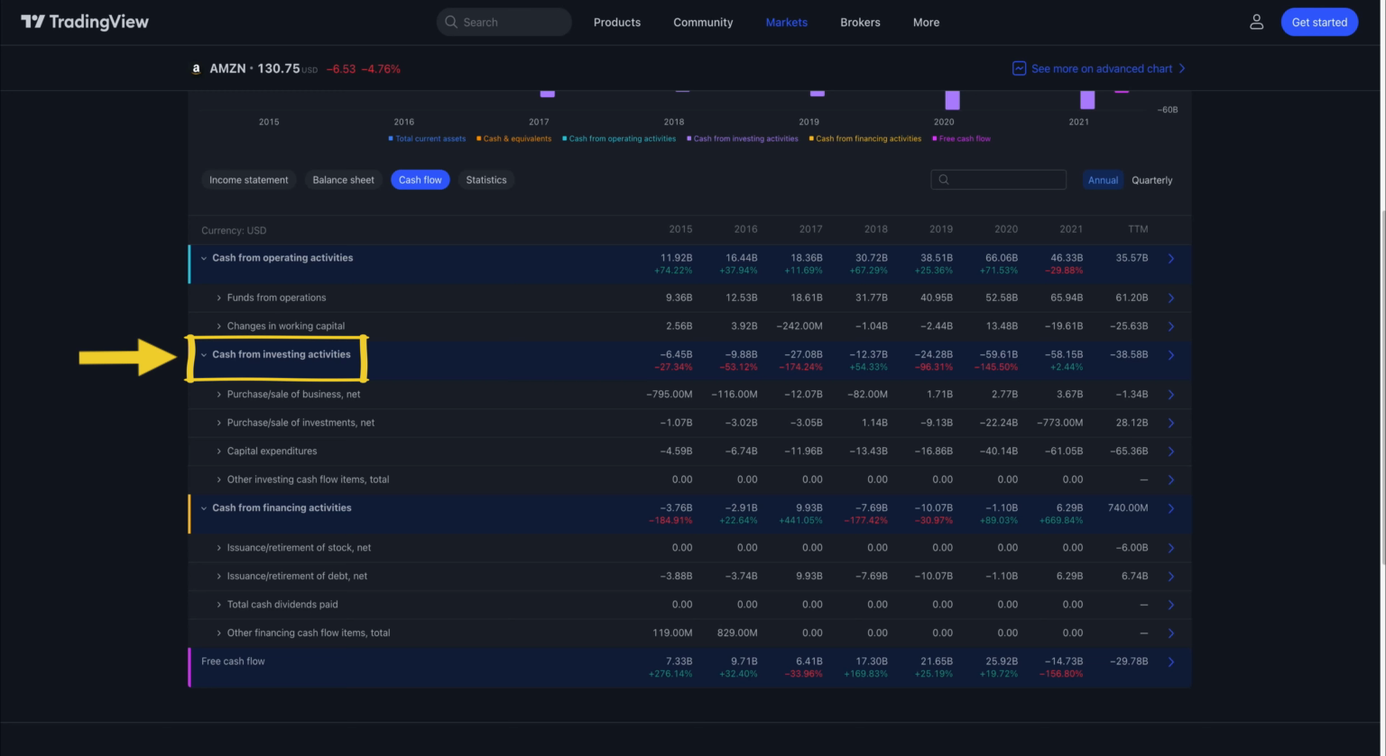Typically, the number in this section is negative as the company has to spend money to invest in itself or acquire other companies. And last, cash flow from financing activities, which is the amount of cash flow the business generates from taking on new debt or raising new debt, as well as paying dividends and buying back stock. Typically, this number is negative as well. However, you will notice that in Amazon's case, this number is sometimes positive, like in 2017 and 2021, which is normal. That usually happens if the company is taking on debt or doing dilution to raise money.